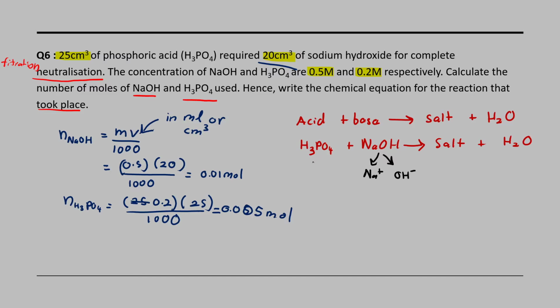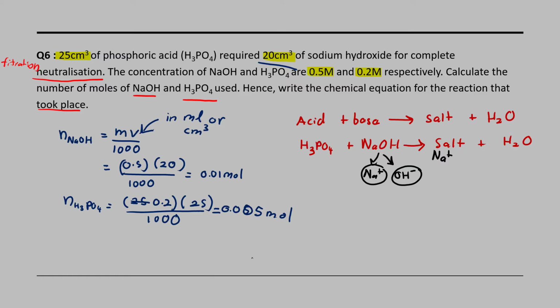But for H3PO4, we are not that familiar. We don't know what H3PO4 gives. Okay, so this we already know is the start of our salt, but we don't know the rest. We know the back part. So we want to find which part of the acid the sodium ions will combine with.